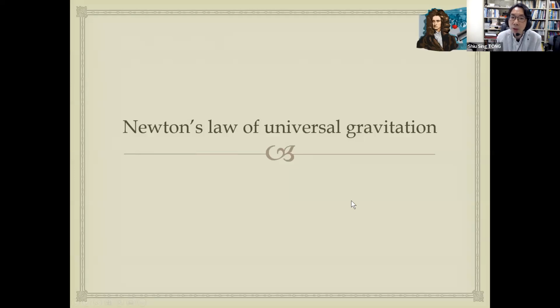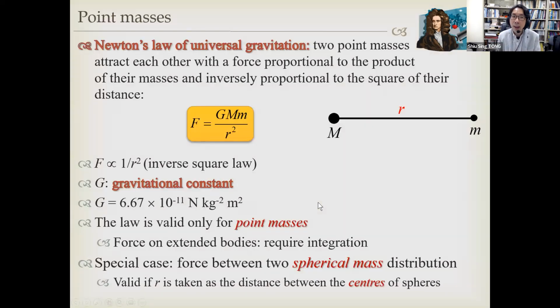Now, so what is Newton's law of universal gravitation? Newton's law of universal gravitation states that two point masses attract each other with a force proportional to the product of their masses and inversely proportional to the square of the distance. Okay, so it applies exactly to two point masses. By point mass, I mean the size of the mass is small compared with the distance. So if you have two very small masses, big M and small m, separated by a distance small r, then the gravitational force is exactly GMm over r squared.